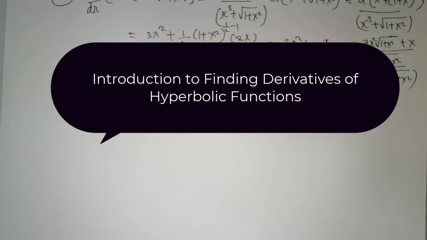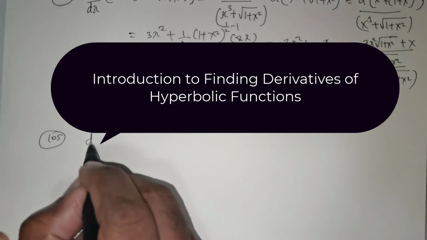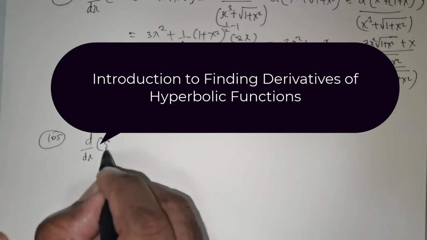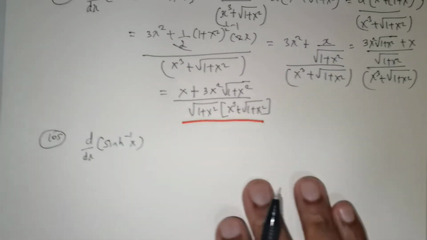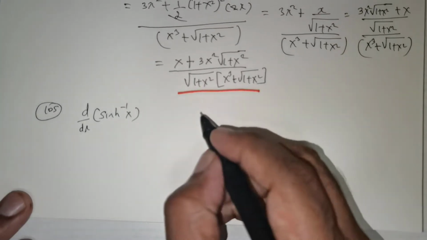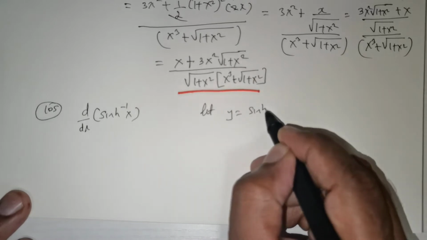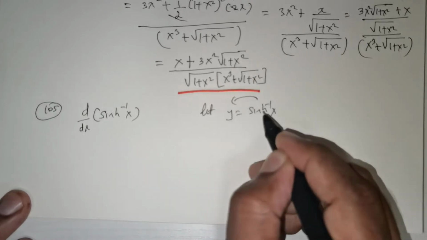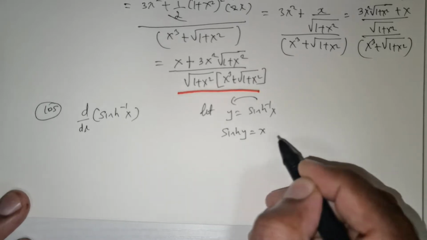Introduction into hyperbolic function. I would start off with achieving the differentiation for sin inverse of x. To get the differentiation of sin inverse of x, we will have to let y be equal to sin inverse of x. So I move the sin inverse to the left. This would give me sin y is equal to x.